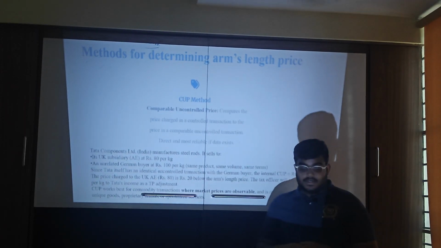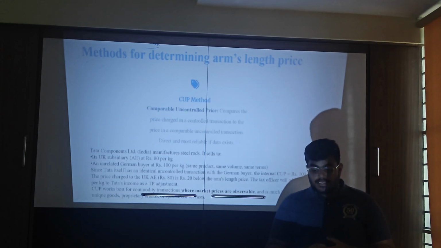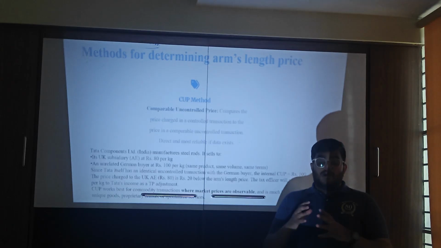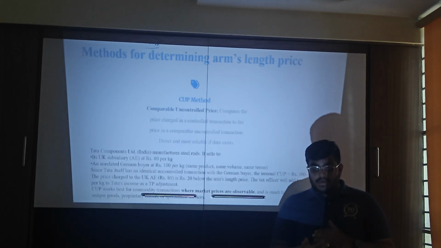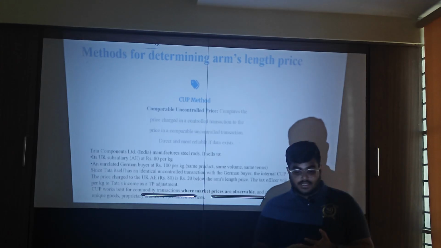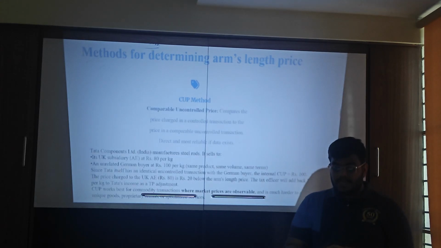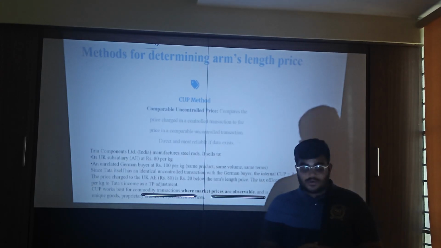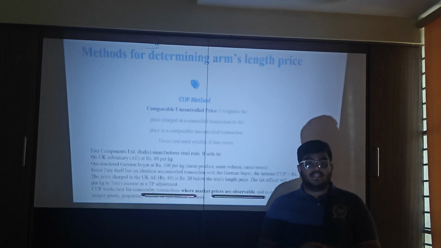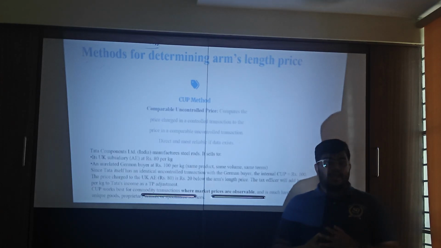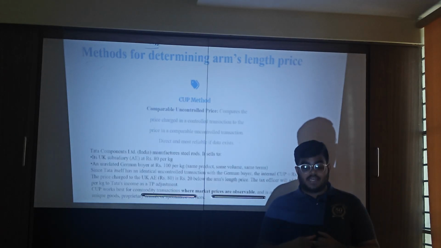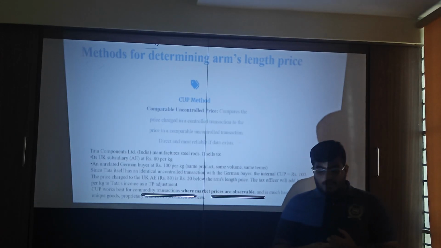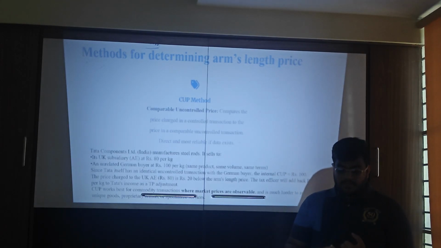First one is the CUP method, comparable uncontrolled price. It compares the price charged in a controlled transaction with the price charged in an uncontrolled transaction. Let me give an example. Tata Components sells its steel to its UK subsidiary at rupees 80, whereas it also sells to an unrelated German buyer at rupees 100. Same product, same volume, same terms.